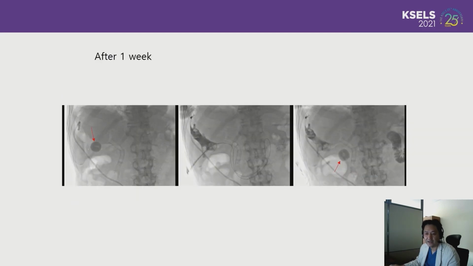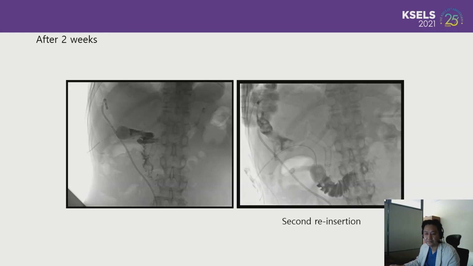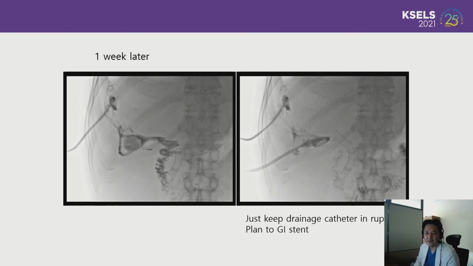After 1 week, plain radiograph shows migrated Foley catheter. Thus, catheter exchange was performed into the correct position. After 2 weeks, catheter migration was again noted and second reposition was performed. 1 week later, we found that Foley catheter was withdrawn again, and we gave up reinsertion and just keep the drainage catheter into the ruptured GB and plan endoscopic GI stent insertion. However, the patient died a few days later due to deterioration of general condition. This case was a failed case of Foley catheter management.